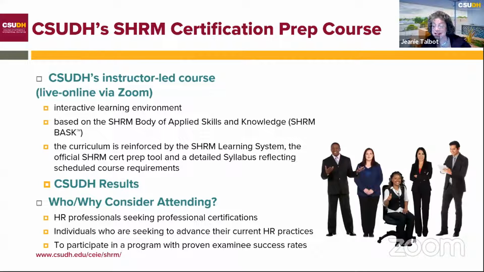We at California State University, Dominguez Hills, are most proud of our exam passing rates. They have been higher than the national average, which has been from about 53 to 58%. Our reported results have been around the mid-70s to low 80s.